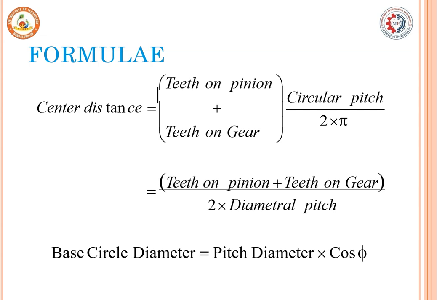How to calculate the center distance? Center distance is equal to teeth on pinion plus teeth on gear, multiplied by circular pitch divided by 2 pi, or teeth on pinion plus teeth on gear divided by 2 into diametral pitch. What is the base circle diameter? Base circle diameter is equal to pitch diameter into cos phi.